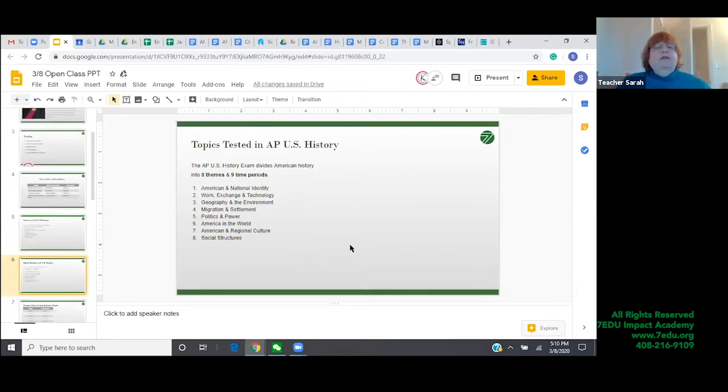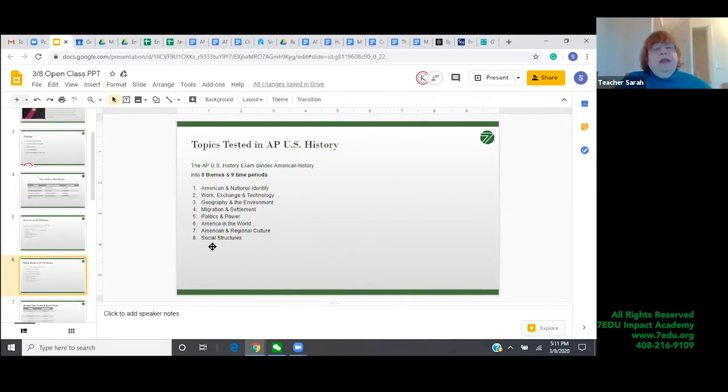Now, they have divided the American history class. The test is divided into eight themes and 9 time periods. And the themes are American and national identity, work, exchange and technology, geography and the environment, migration and settlement, politics and power, America in the world, American and regional culture, and social structures.